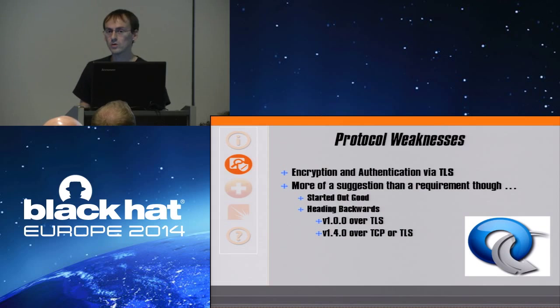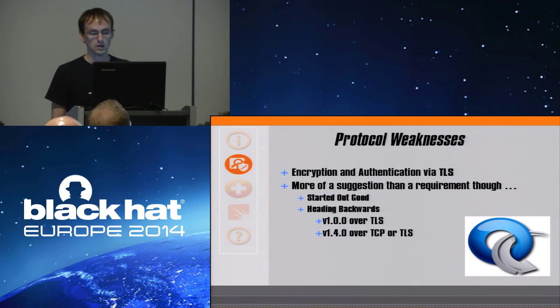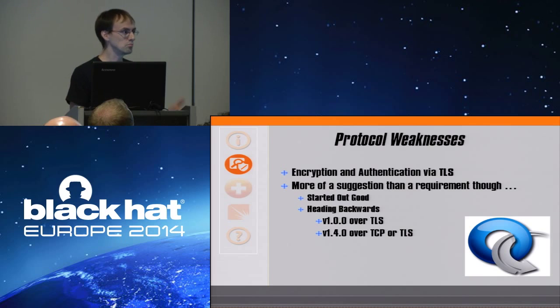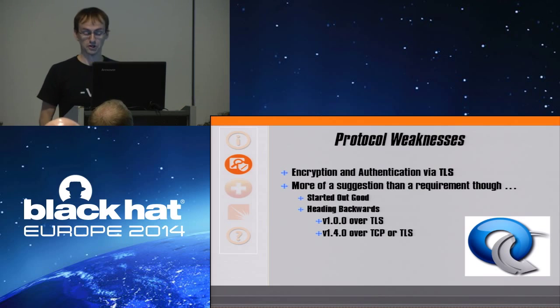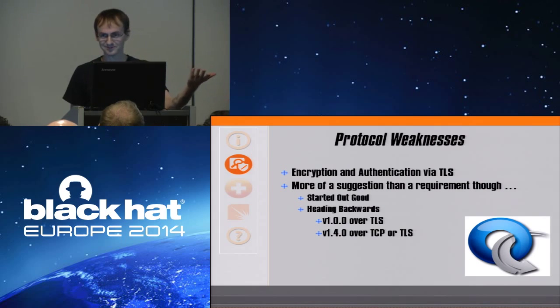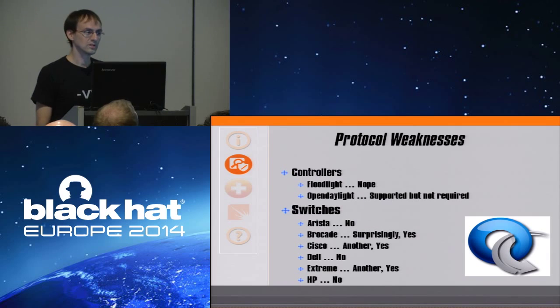There are a number of weaknesses in the protocol itself. Encryption and authentication are defined within the standard via TLS, but it's more of a suggestion than a requirement. It started out very good. It said you must have TLS for that secure channel. But then it started heading backwards. Version 1.0 said TLS. 1.4 said if you want to use TCP, it's okay. Now, what we find is if you give people the opportunity to be less secure, what do they do? They choose to be less secure. So we see lots of problems here.